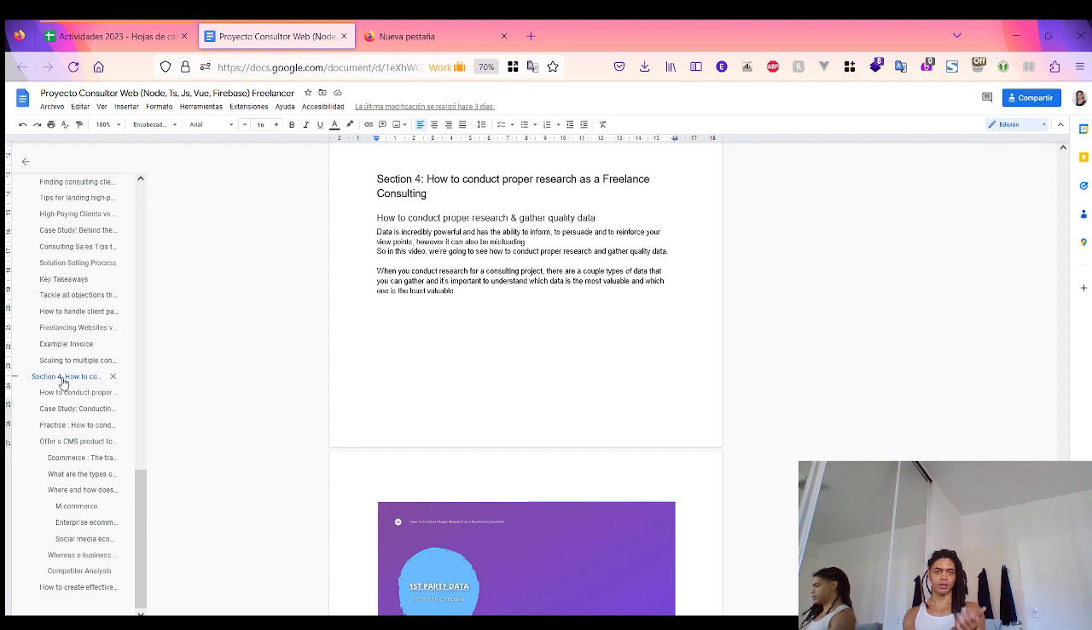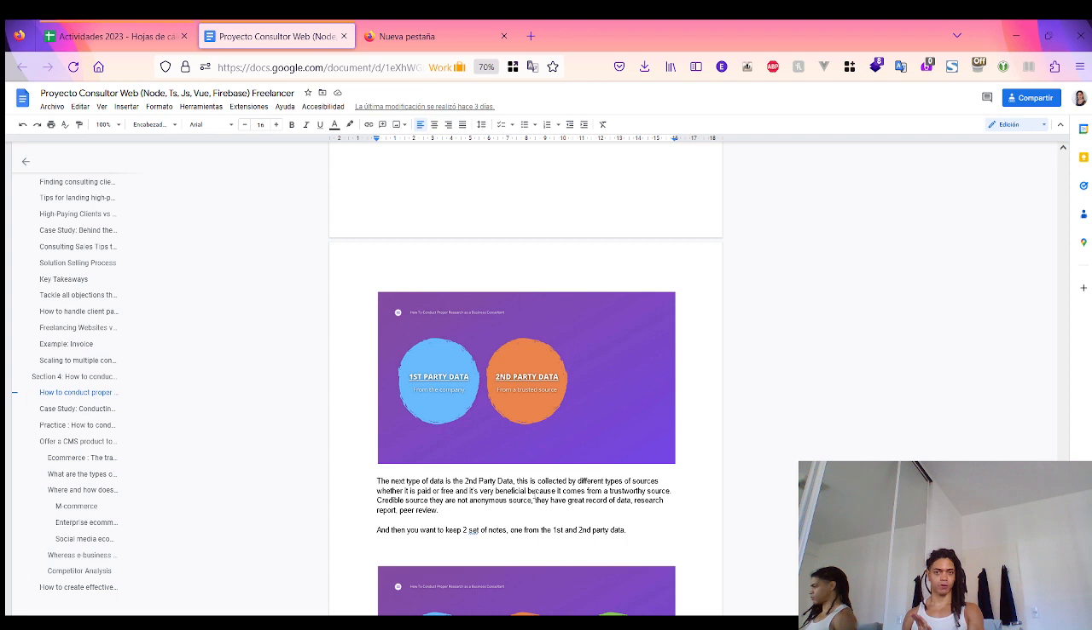The other is secondary data, or data from trusted sources. This type of data is collected by different types of sources, whether paid or not, but it's very beneficial because it comes from a trustworthy, credible source that has a great record, is not anonymous, and has done research reports and peer review.